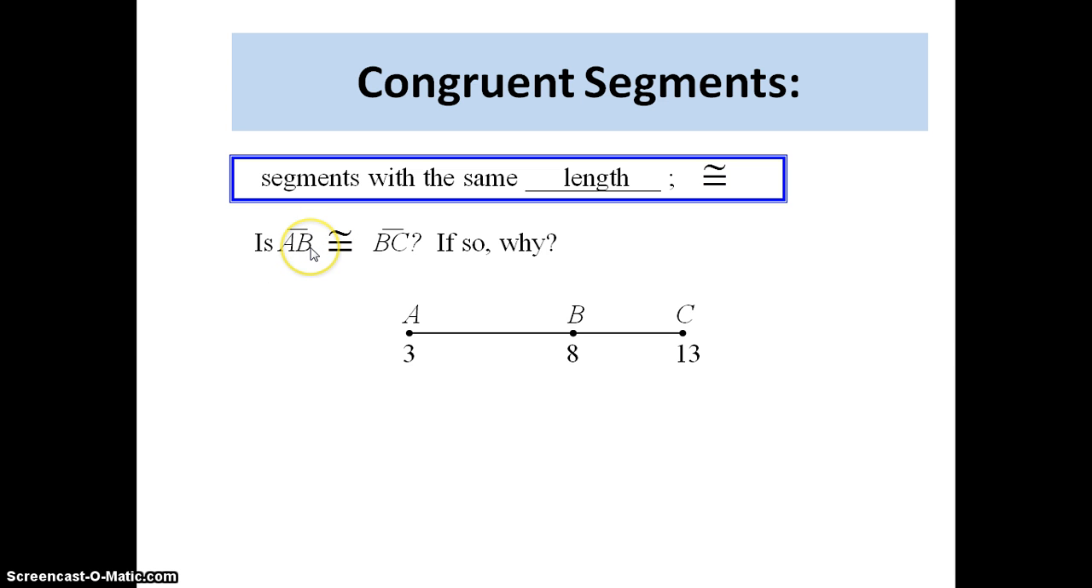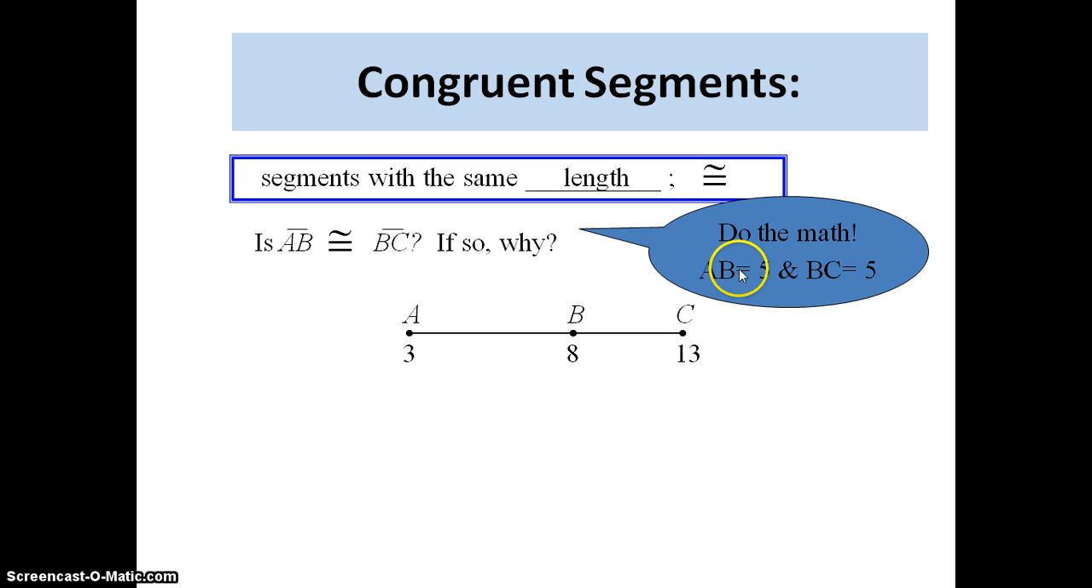Is line segment AB congruent to line segment BC? Well, let's remember what congruent means. It means that they're the same length. So we're trying to see if AB is the same length as BC. Well, how do you get from 3 to 8? That's 5. And from 8 to 13 is 5. So if you do the math, AB and BC are both 5, which means that yes, they are congruent. In geometry, sometimes pictures can be deceiving, so don't just go by the way it looks, actually do the math.